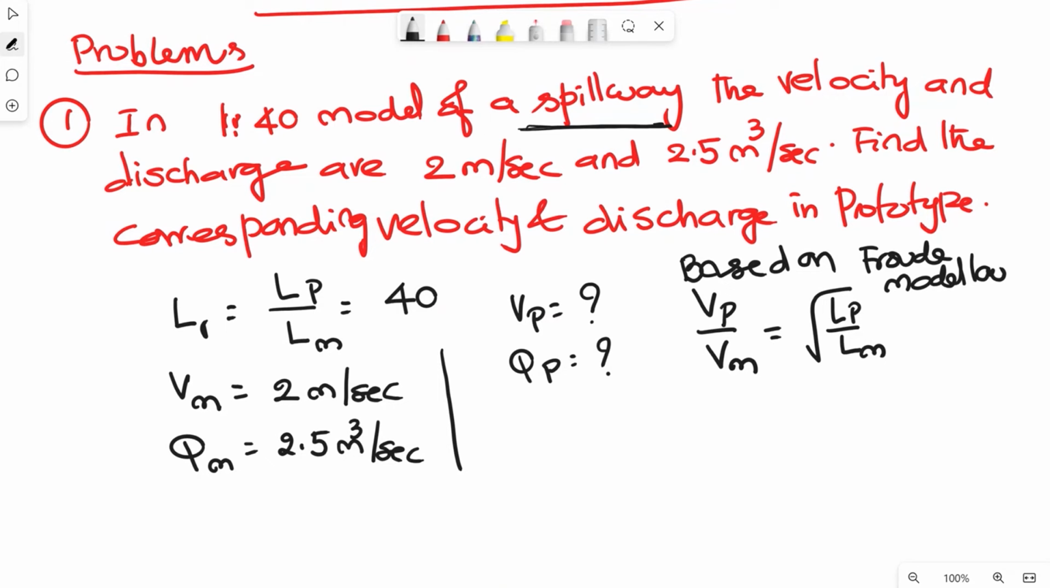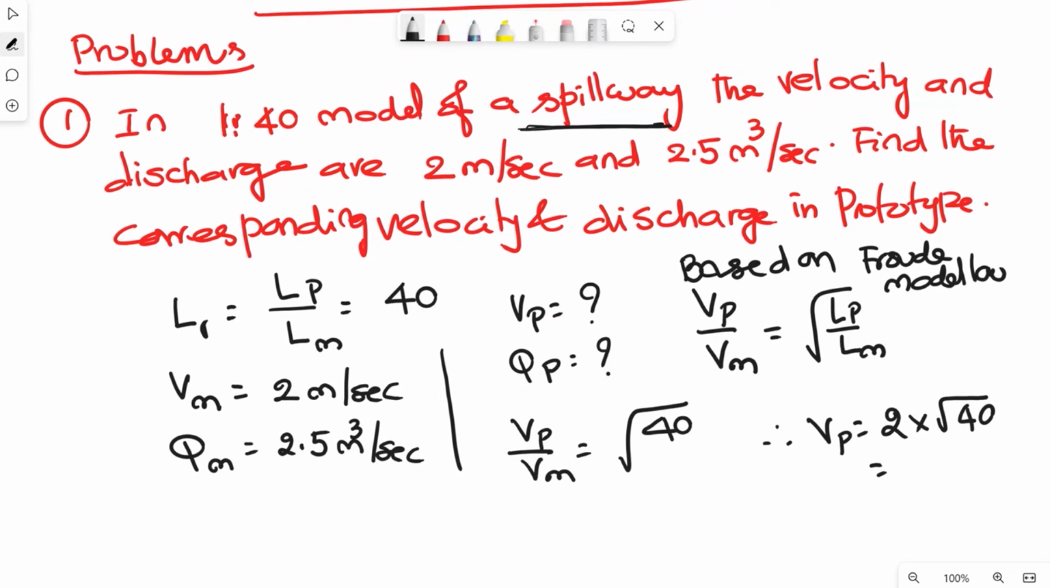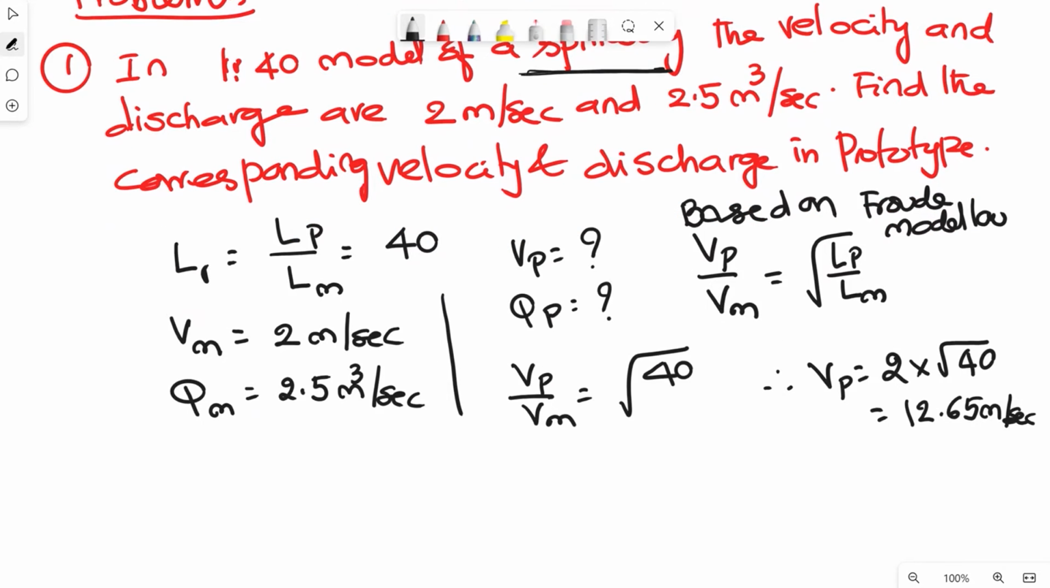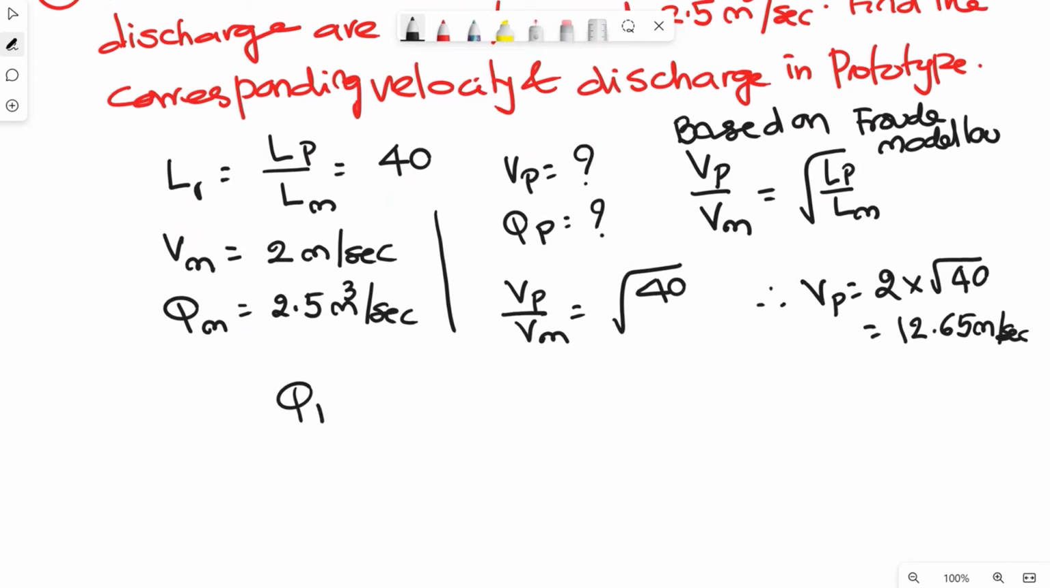That is the reason. So if I take it, Vp by Vm is equal to root of 40. Therefore, Vp is equal to Vm, how much he has given, 2 into root 40. So 2 into root 40 is nothing but 12.65 meters per second.